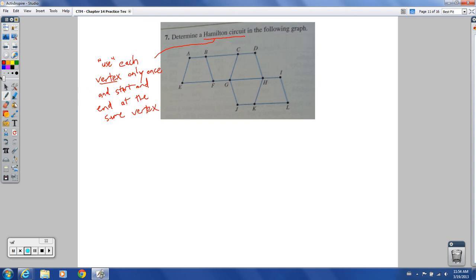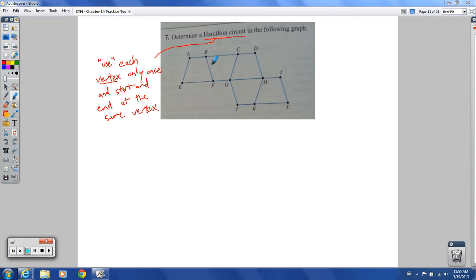So let's find somewhere to start here. I'm going to use my highlighter again. And just wanted to remind you that with Hamilton circuits, there's no nice theorem that tells us, okay, you need to start at an odd vertex and go this way. We kind of just have to do a little trial and error here. But if it's a complete graph, there is a Hamilton circuit. So this is not a complete graph because not each vertex is connected to each other vertex.